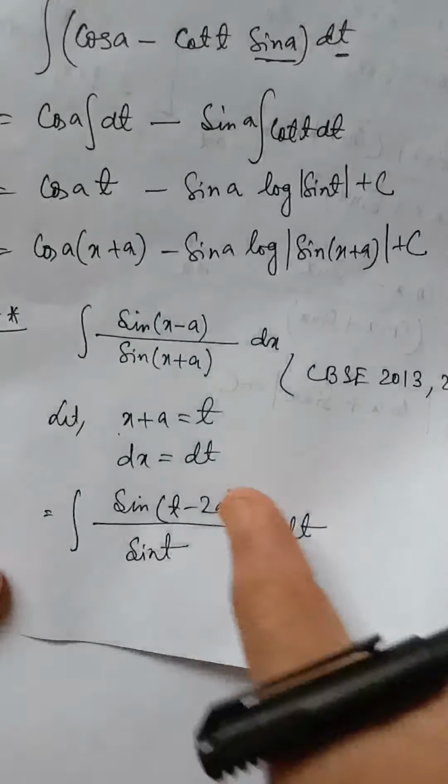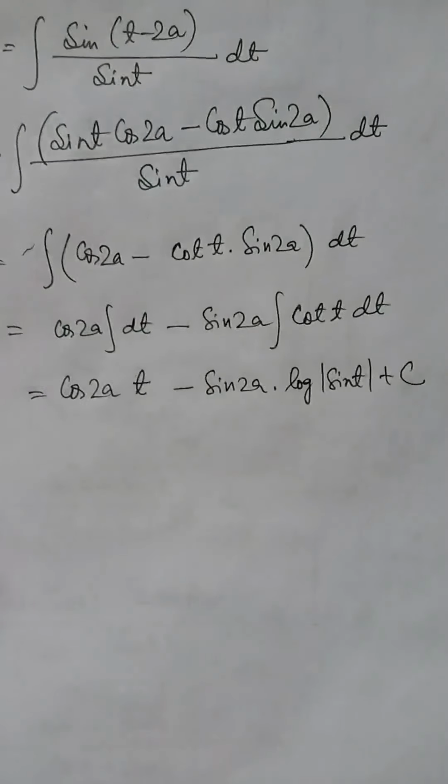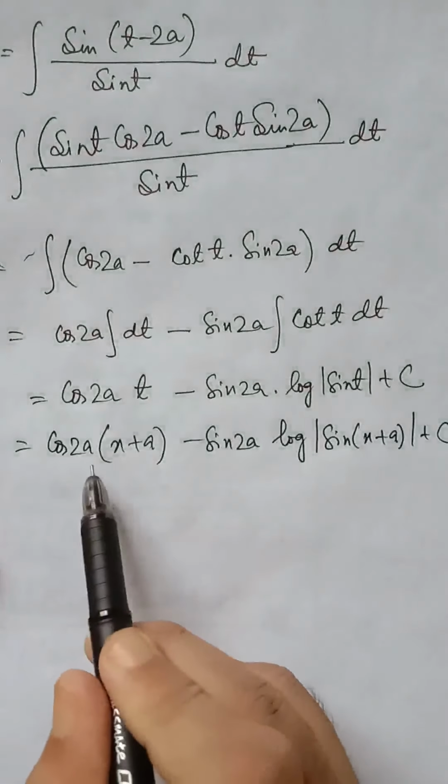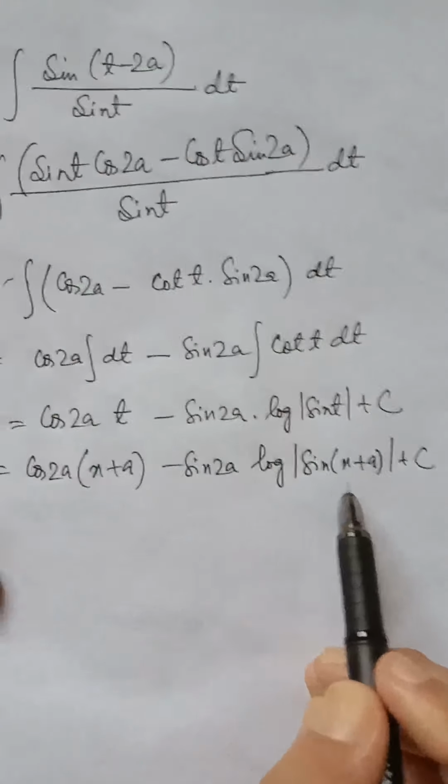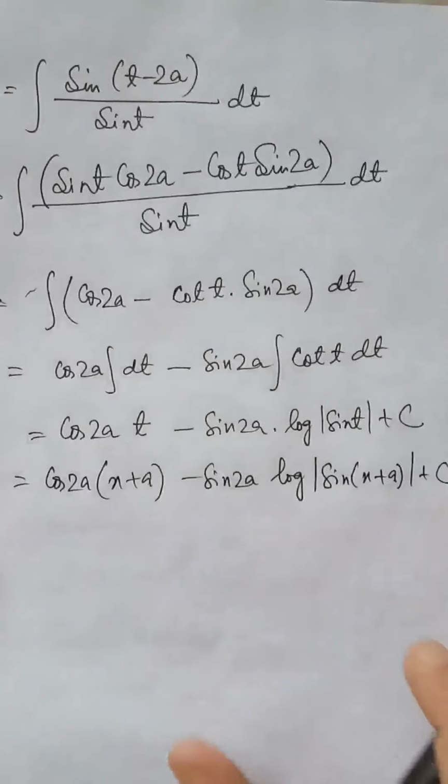Now putting t equal to x + a, we get cos 2a times (x + a) minus sin 2a times log of sin(x + a). So this is the answer.